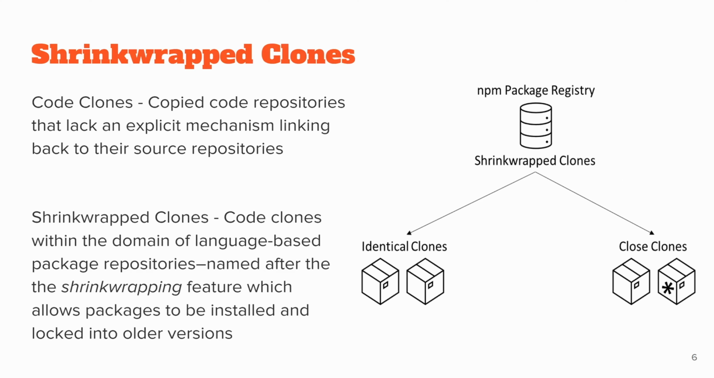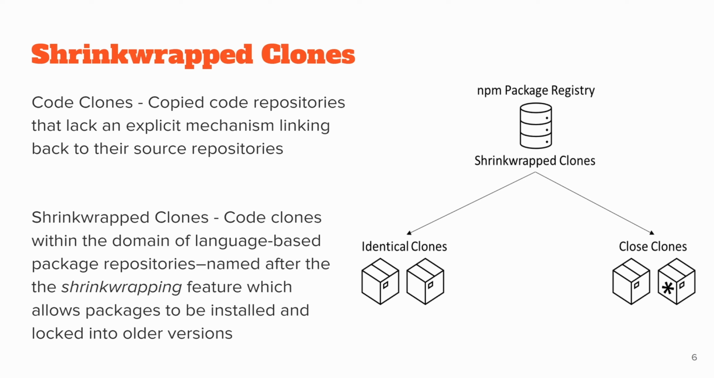This stealth forking phenomenon explains one of the key findings of this work, that code clones, or copied code repositories that lack an explicit mechanism linking back to their source repositories, are endemic to the NPM software ecosystem. Within this domain, we term such code clones as shrink-wrapped clones because they're often analogous to the shrink-wrapping feature of such repositories by which packages can be installed and locked into older, previous versions.